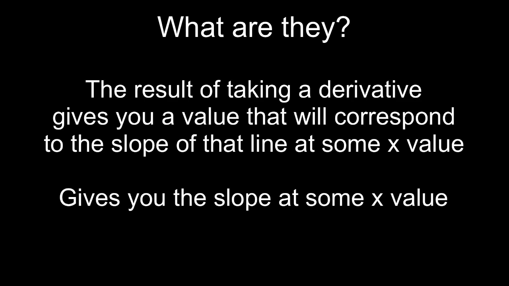Taking the derivative will give you a value that will correspond to the slope of a line at some x value. So basically, it's a more advanced slope, but it doesn't always work. At some x value, it will actually correspond to a slope. Let's take a look at a visual example.